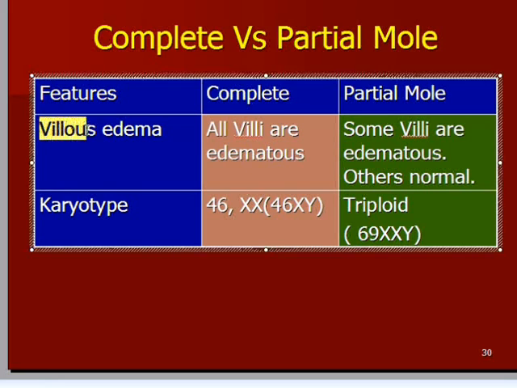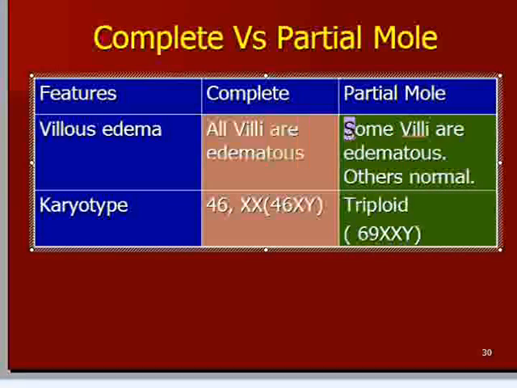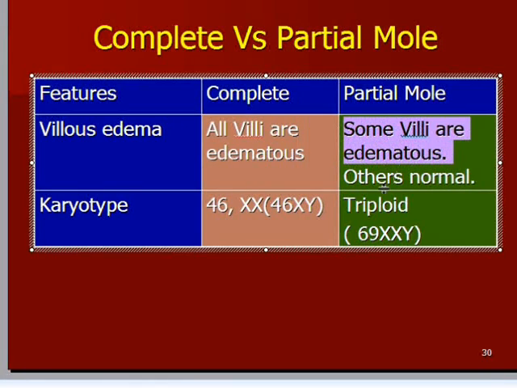Why are these villi cystically dilated? Remember, it is a degenerative condition where we see extreme villus edema, and this edema produces these cystic changes of the villi. So in a complete mole, all villi are edematous. In a partial mole, some villi are edematous, others are normal. Karyotype: complete mole 46XX or 46XY. In the partial mole, it has to be triploid, like 69XXY. It is one example here, but it could be other sex chromosomes as well.